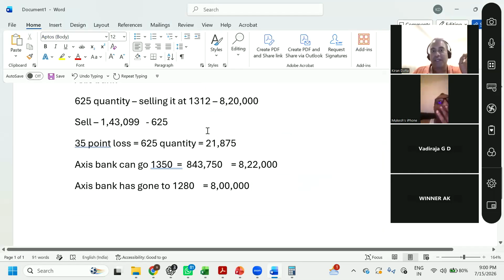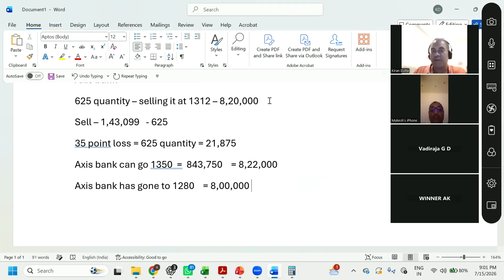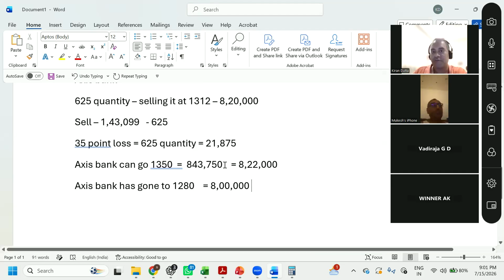What is happening here? Today the price of the Axis Bank is 1312, right? I don't want to sell it off. My goal is to sell off the Axis Bank shares and make money. But what is the risk that is there? The risk is either the price can go up. If the price is going up, I'm making money here, right? I'm making some additional money, which is 843.